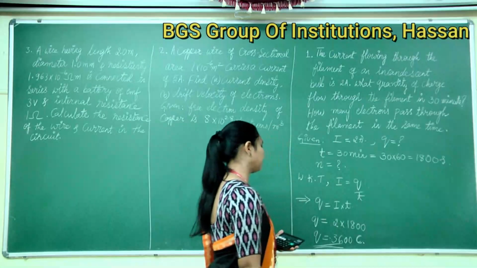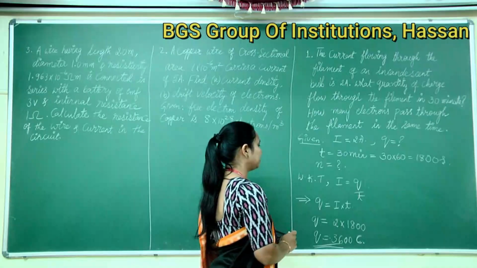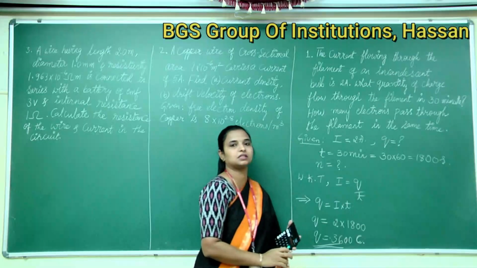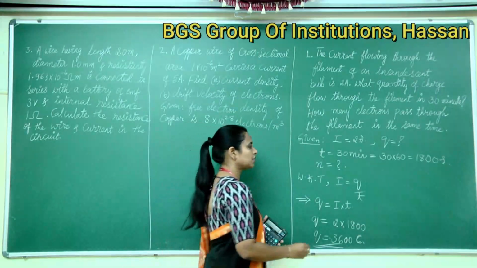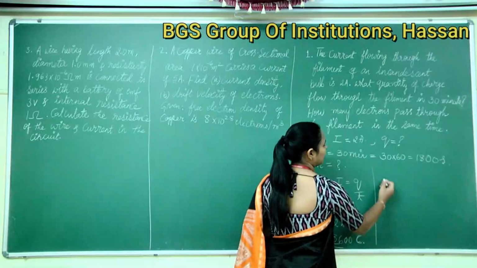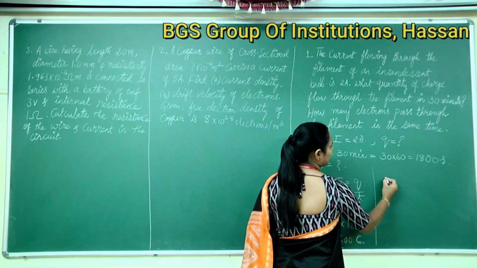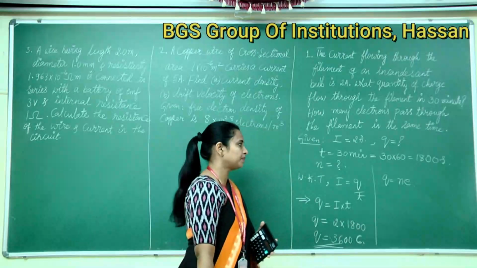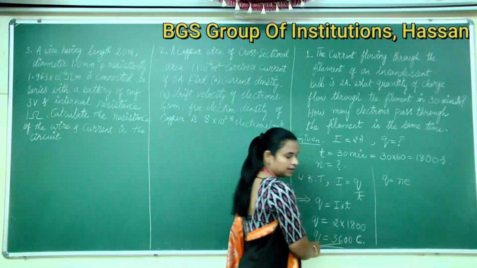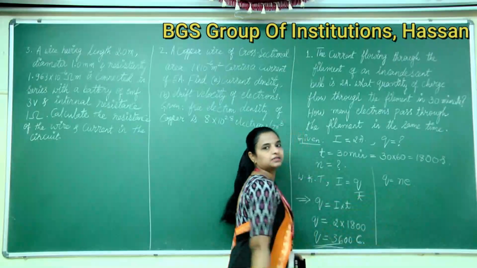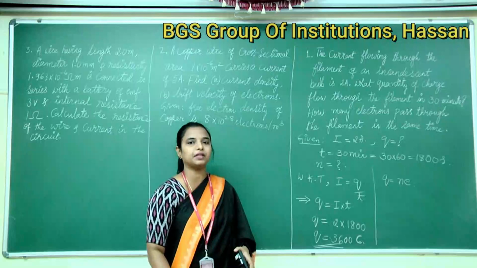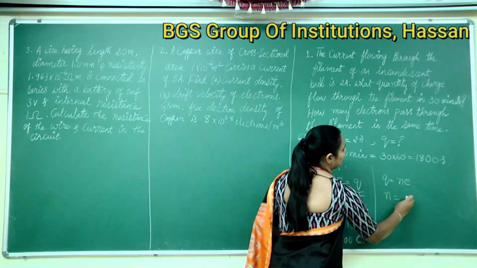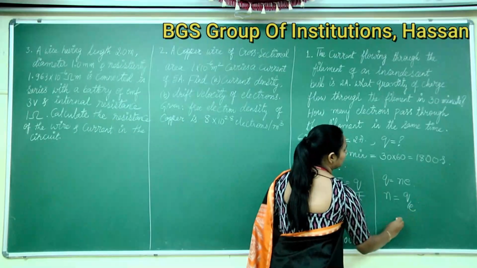When you get the value of charge, you can calculate the number of electrons using the property of charge, that is quantization of charge. The formula is Q is equal to plus or minus Ne. We know Q, which we have now found. E is the charge of an electron. You should remember it whether they have given it or not. Solve for N. N is equal to Q by E.